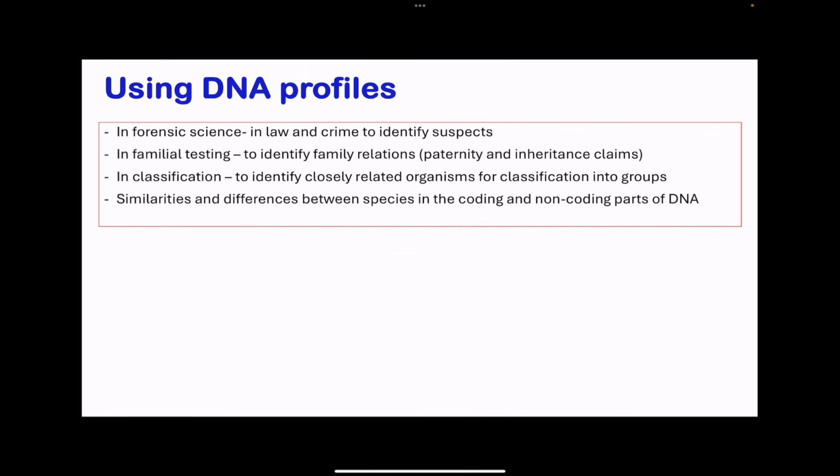DNA profiles can be used in forensic science, usually in law and crime, to identify suspects. They can be used in family testing or familial testing to identify family relations, like paternity, as well as in inheritance claims. They can also be used in science in classification to identify closely related organisms so that they can be grouped. During this process, we'll look for similarities and differences in the coding and in the non-coding parts of DNA.